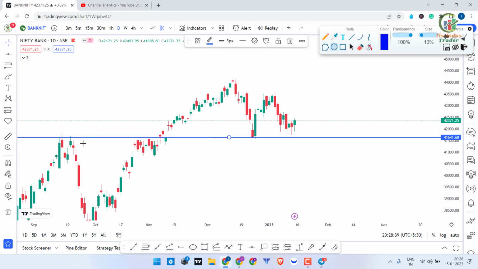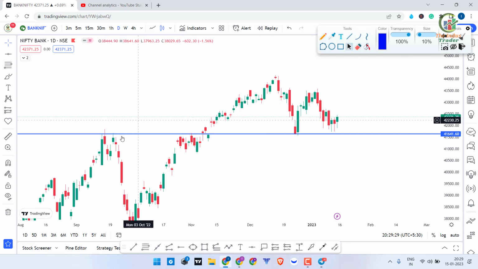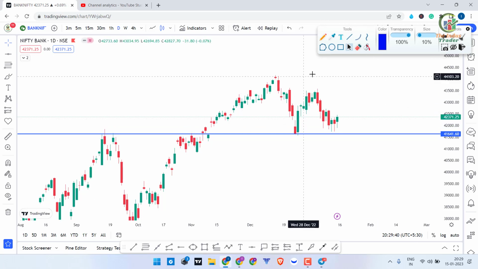If you see, this particular level is satisfying our criteria. Up to here it acted as a resistance, now it is acting as a support, and it has multiple touches. You can clearly see we have multiple touches here. So this is an important level for us. In a similar manner, let's also draw some more levels.